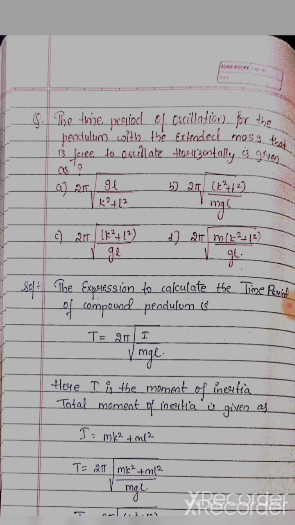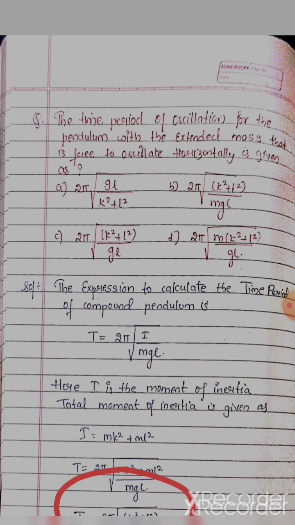The first step to solve this question is to take the time period formula, that is T is equal to 2 pi root of I by mgl, where I is the moment of inertia. Now the total moment of inertia is given as I is equal to m into k square plus L square. Just substitute the value of moment of inertia in the time period and take m as common, and the m from the denominator as well as the numerator cancel out. So the remaining value will be T is equal to 2 pi root of k square plus L square by gl.